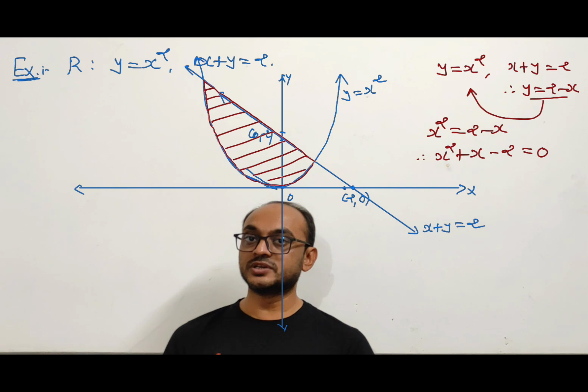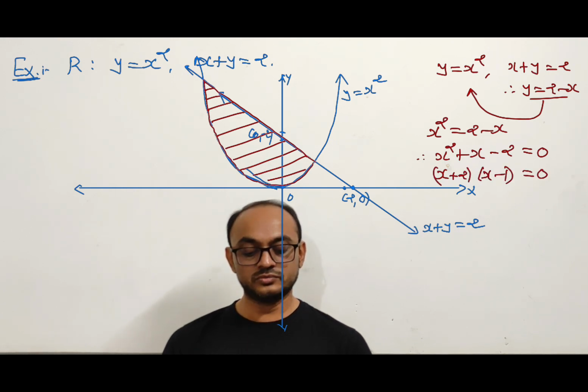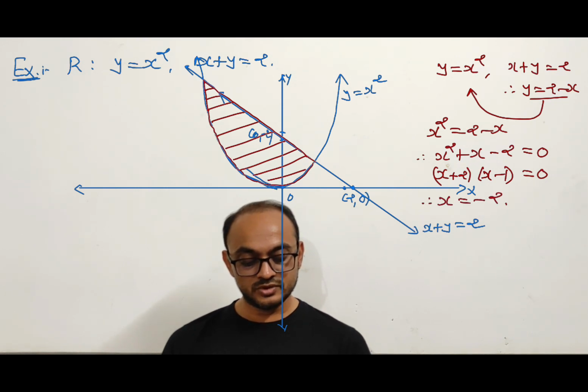This is the quadratic equation. Which are the factors? Can anyone tell me which are the factors? The factors are (x + 2)(x - 1) = 0. So we have two values of x: x = -2 and x = 1.